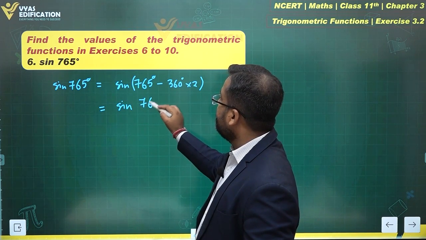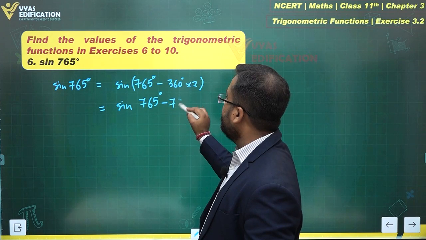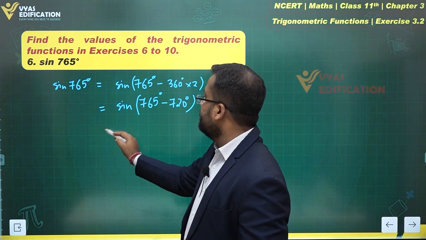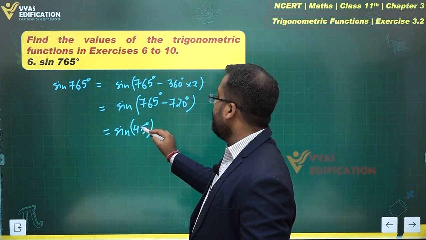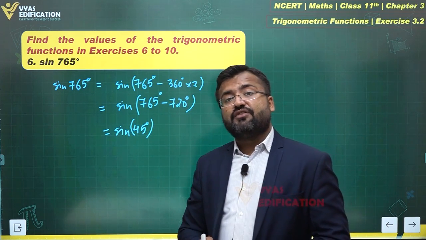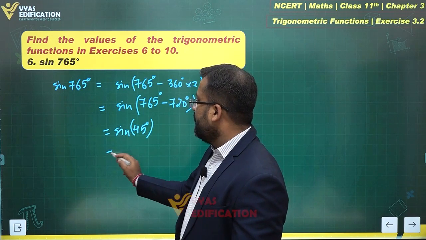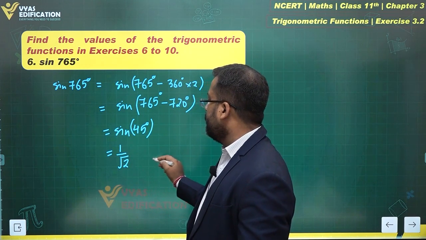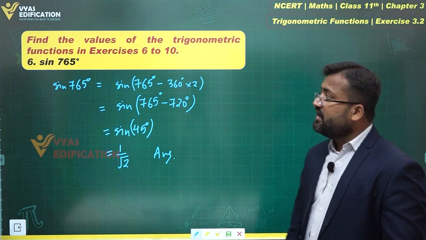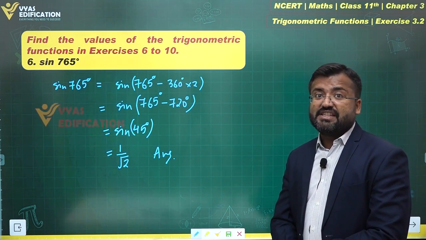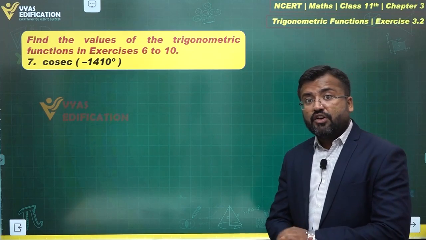This is 765 degree minus 720 degree. What does that give me? This is equal to sine 45 degree. And we are very well aware of the value of sine 45 degree, which is 1 over root 2. That's the required answer for us, right? This is the required answer for sine 765 degree. Let us talk about this one next.